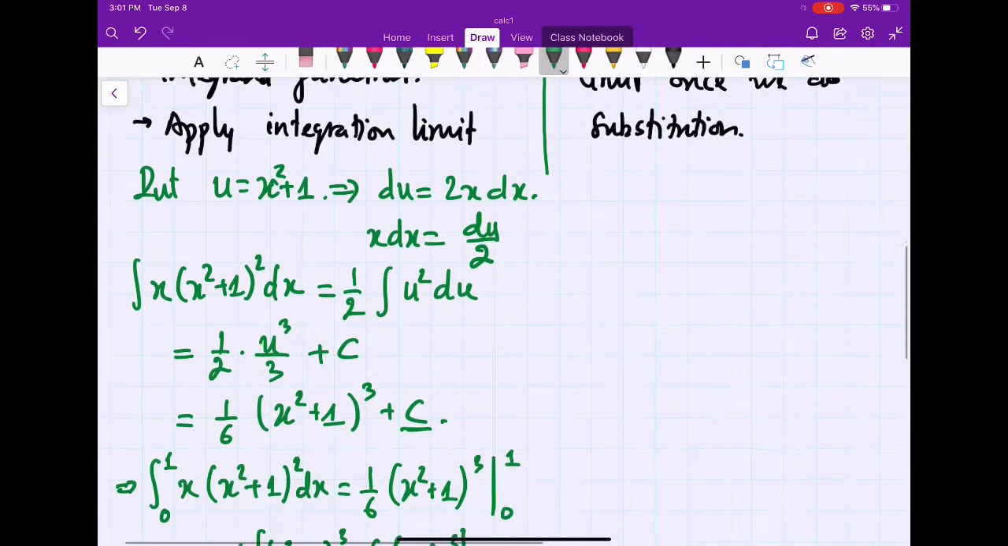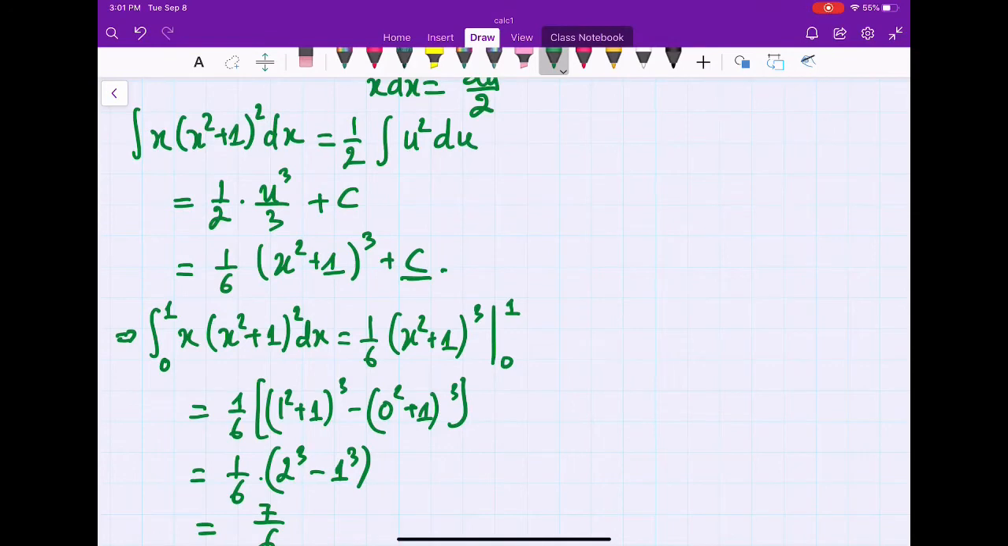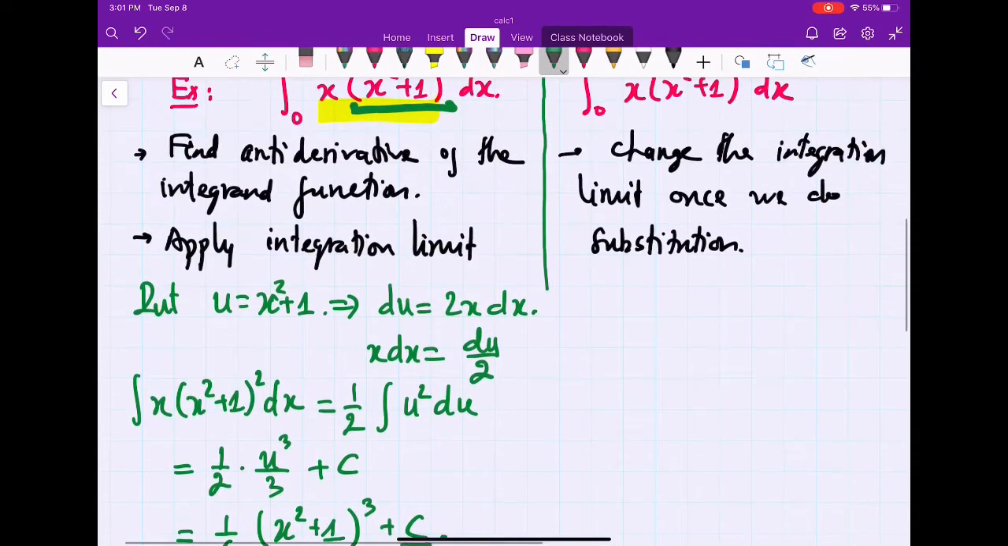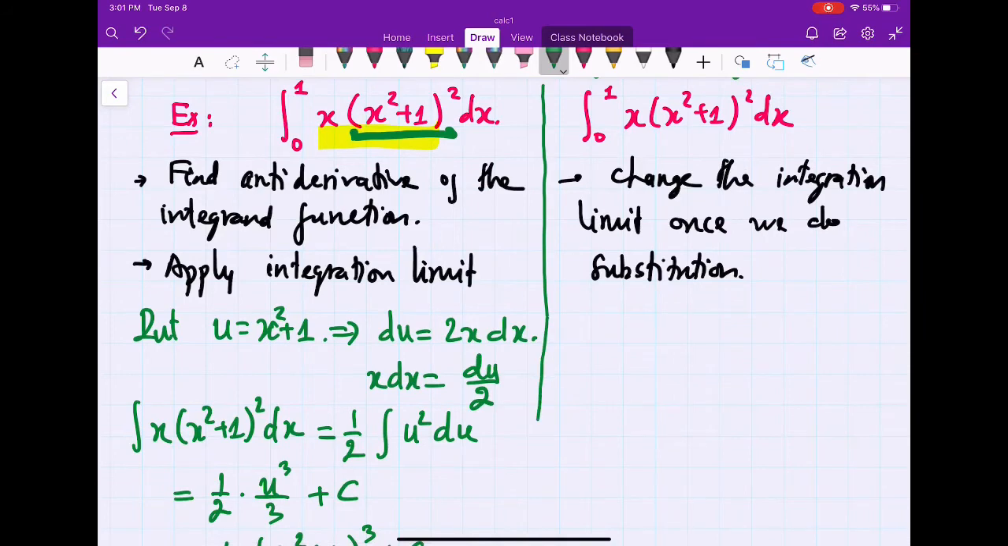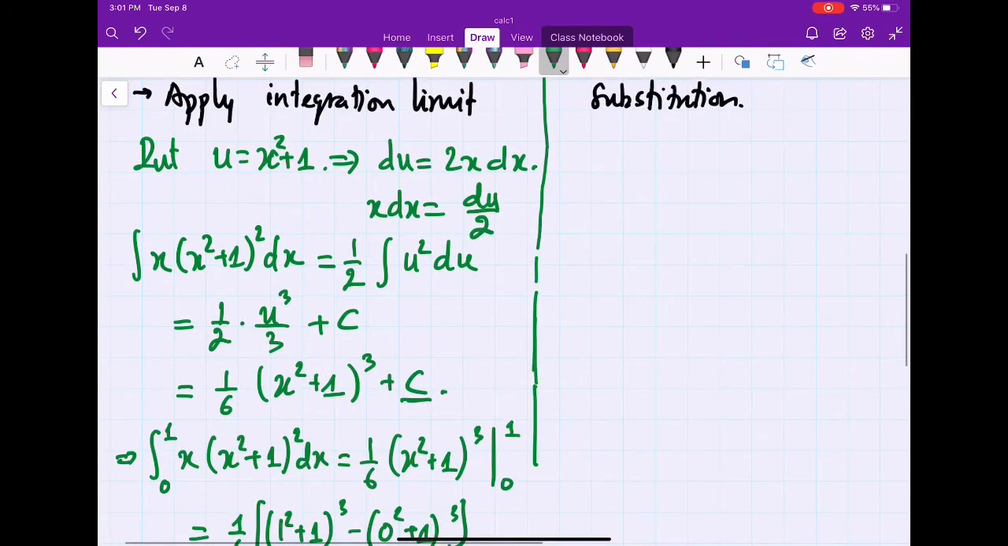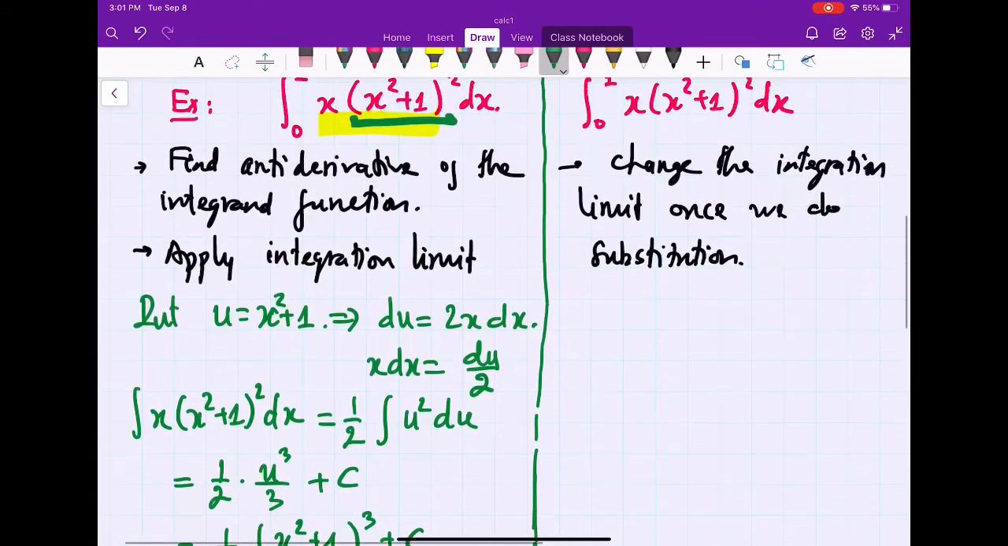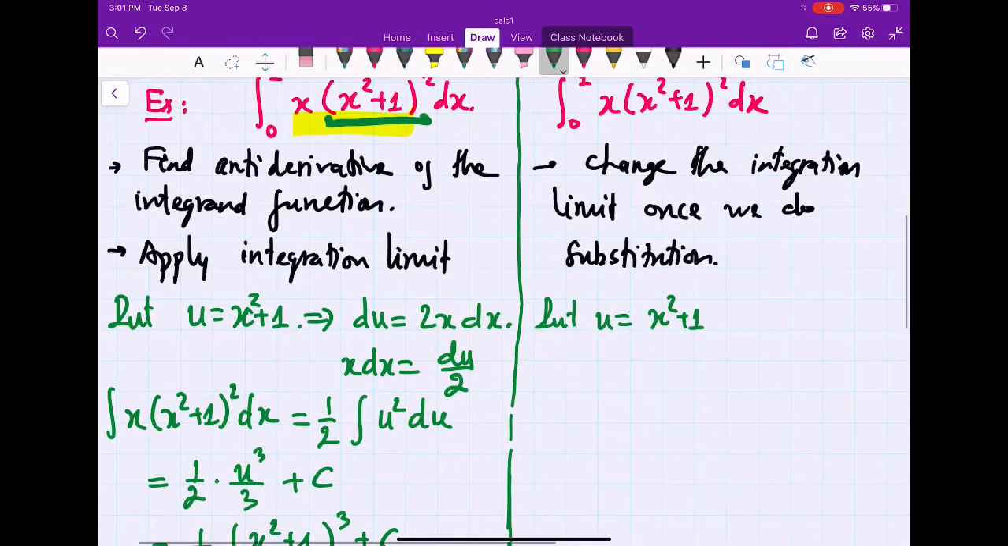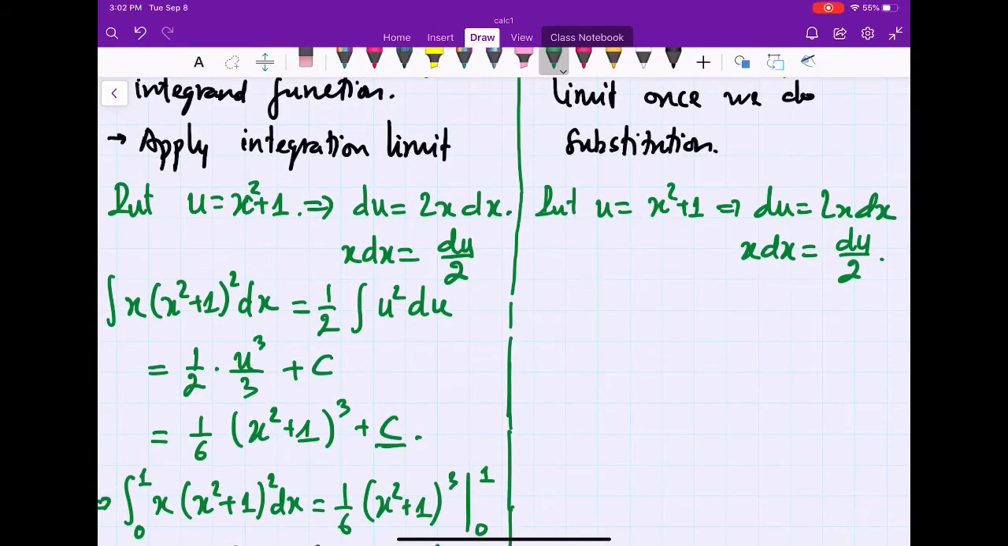So you don't need to change the integration limit once you do substitution. But if you want to change the integration limit right away, we can do that. Look at this. I just repeat the substitution: I put u equal to x squared plus 1 and I have du is 2x dx. I just repeat this because I have x dx is du over 2. And then look at this. If you want to change the integration limit right here, you need to change the integration limit.